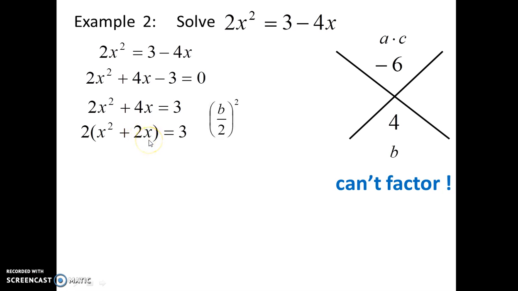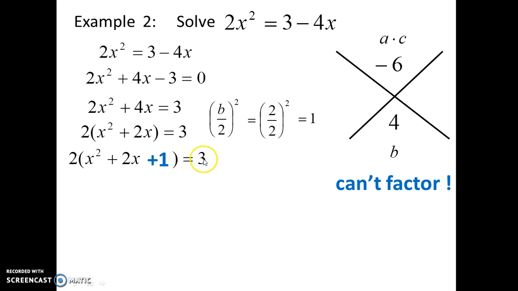Now you do b over 2 squared. In this case, b is 2, over 2 is 1. 1 squared is 1. All right, so that means if I write this out like this, in that space there, I can add a 1. That's the number I got here. And on this side, I have to keep the balance.